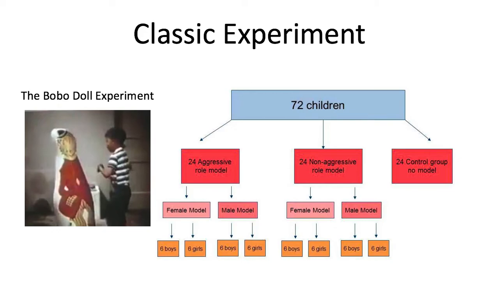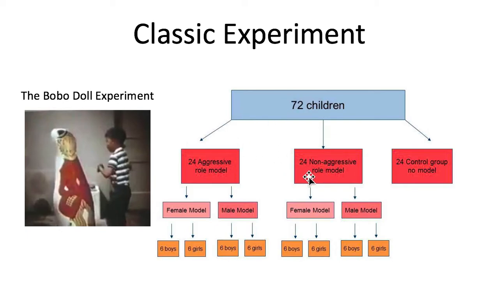So, if we think about a classic experiment, I'm sure you've all heard about the Bobo doll experiment that was the basis for social learning theory that emerged in the 60s, right? You had different kids watching people interact with this Bobo doll, and the kids would imitate it. And they varied it between aggressive and non-aggressive role models, right?